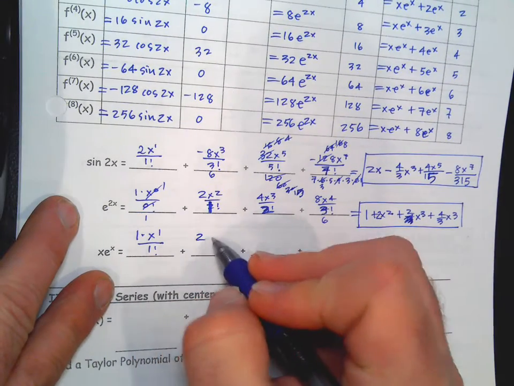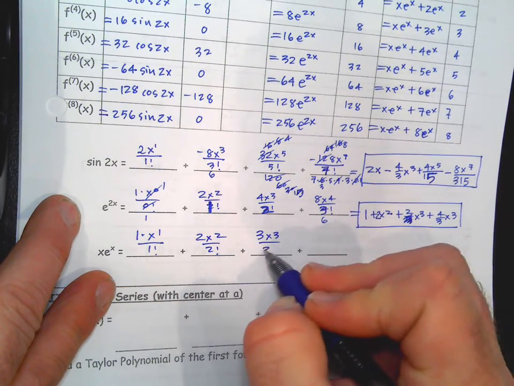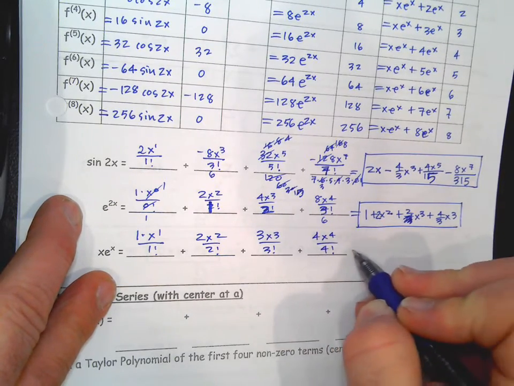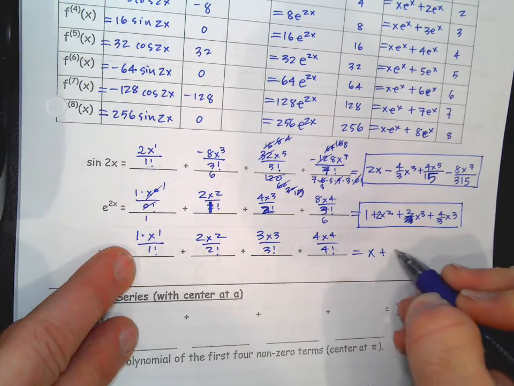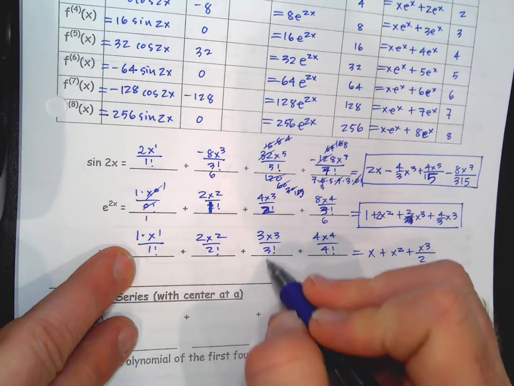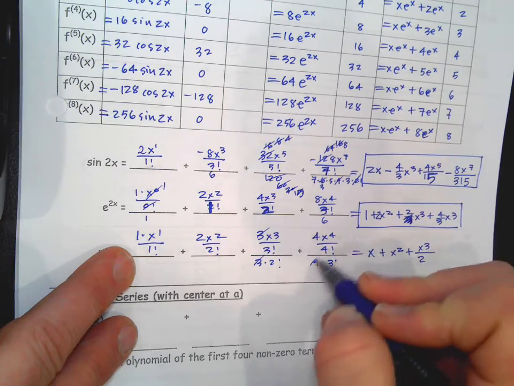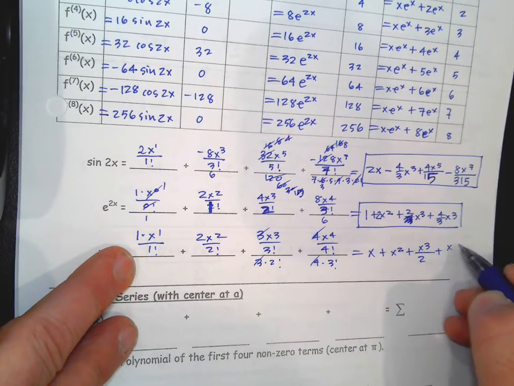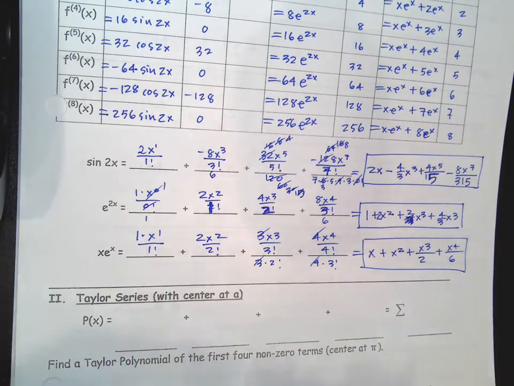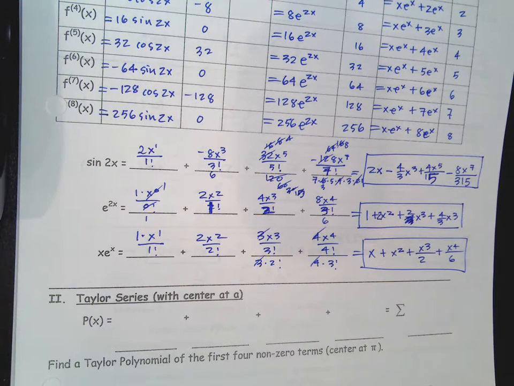Plus 2x squared over 2 factorial plus 3x cubed over 3 factorial plus 4x to the fourth over 4 factorial. And we get x plus x squared plus x cubed over 2 factorial, which is 2, right? Remember, 3 factorial is the same thing as 3 times 2 factorial. And 4 factorial is the same as 4 times 3 factorial, so the 4's cancel. Plus x to the fourth over 6. So that's how we can build a Taylor polynomial, MacLaurin polynomial for any series. Like that's a process we go through.